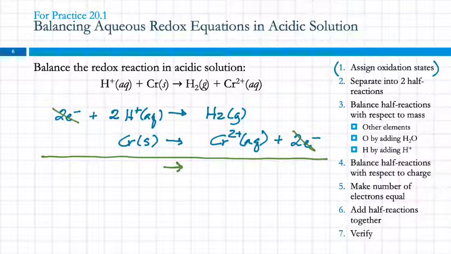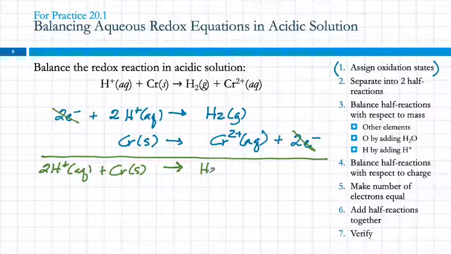So I'm just going to stick with the hydrogen ion first, but I've got 2 hydrogen ions. And chromium. And then my products are H2 gas and Cr2+ aqueous. And verifying means I'm going to look, I've got 2 H's and 2 H's. I've got 1 Cr and 1 Cr. Total of +2 charge, total of +2 charge. It's balanced.